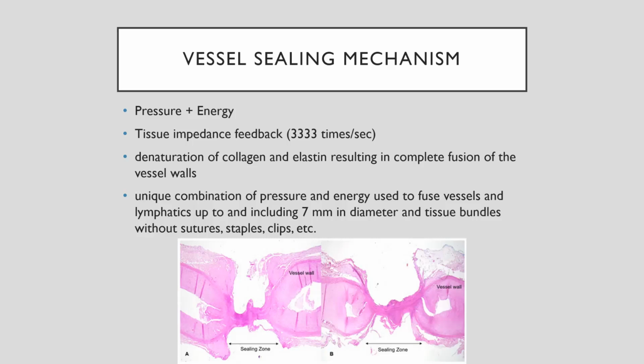And this leads to denaturation of collagen and elastin, resulting in the complete fusion of the vessel walls, so that two vessel walls are coapted and interlinking proteins are denatured and combined together to form a single seal. And this unique combination of pressure and energy is used to fuse the vessels and lymphatics, including vessels up to 7 millimeter diameter and tissue bundles, and there is no use of sutures, staples, or clips in these devices. Okay, so this is the vessel sealing mechanism.